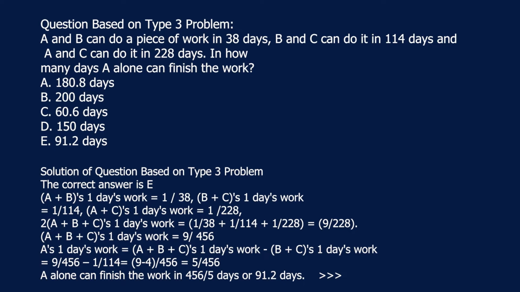From this, if we subtract B and C's one day work, we'll get A's one day work. So 9 upon 456 minus 1 upon 114 is equal to 5 upon 456. We can reciprocate this figure, and the answer will be that A alone can finish the whole work in 456 divided by 5 days, which is 91.2 days. So these equation types of questions are a little lengthy, but if you use the steps, I'm sure we can easily solve these kinds of questions in very less time.